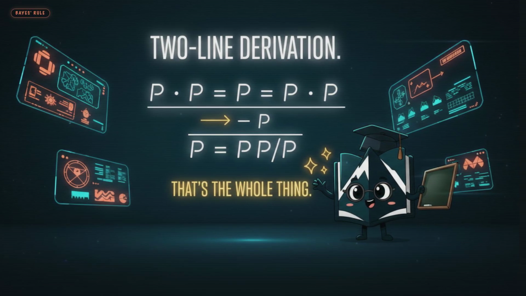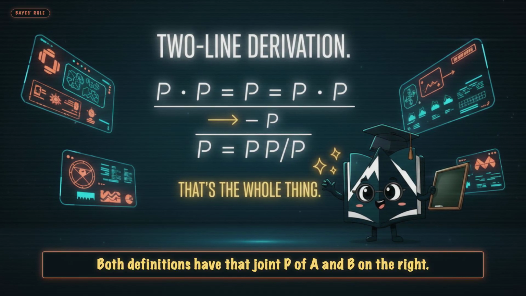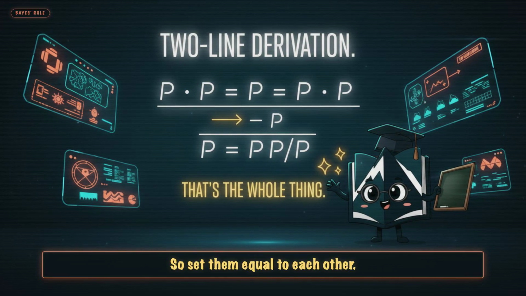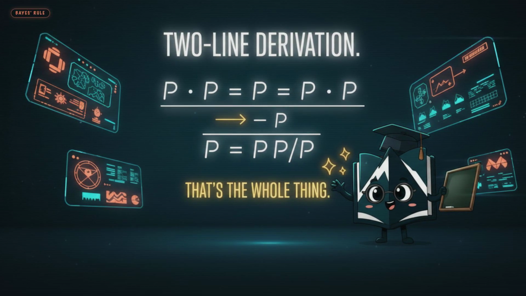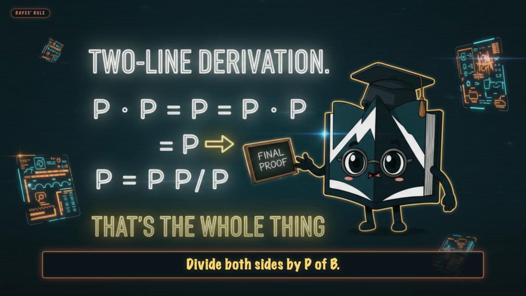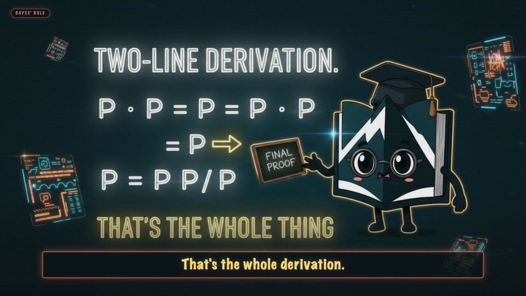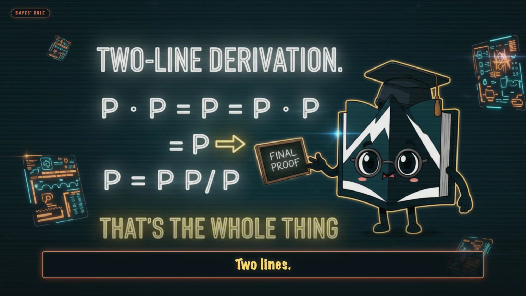Now the trick. Both definitions have that joint P of A and B on the right, so set them equal to each other. P of A given B times P of B equals P of B given A times P of A. Divide both sides by P of B. You get Bayes' rule. That's it. That's the whole derivation. 2 lines.